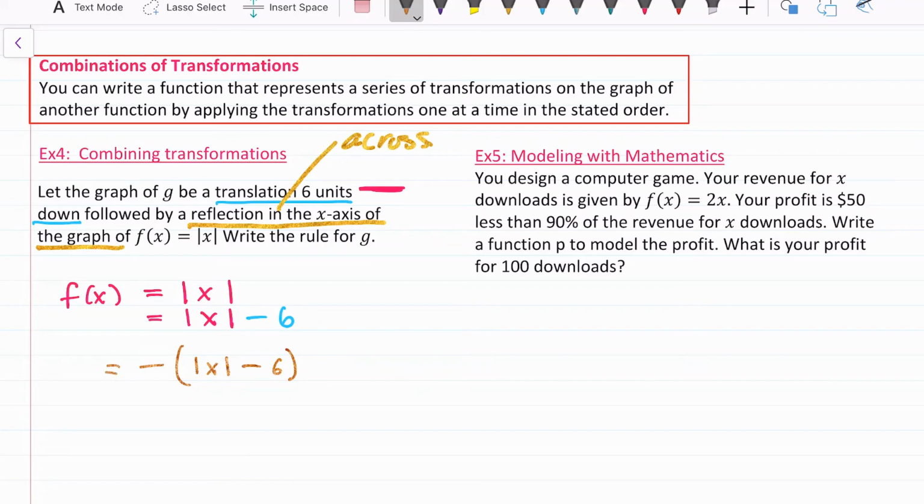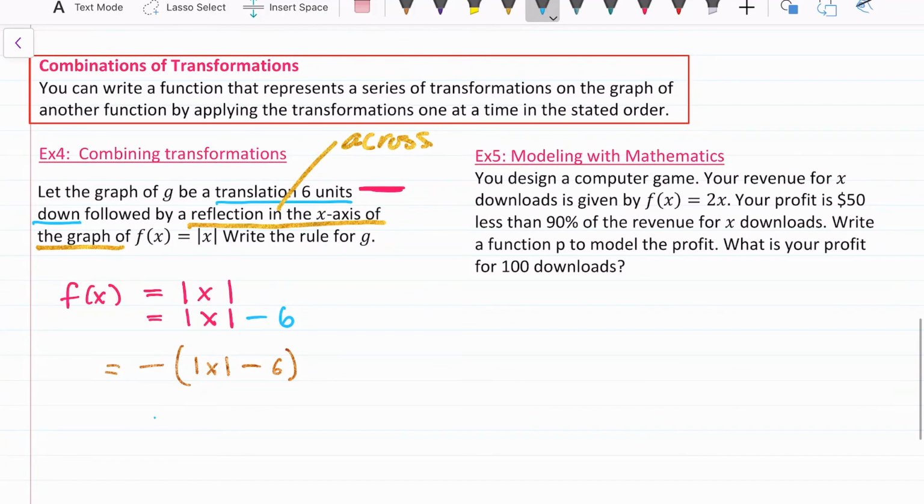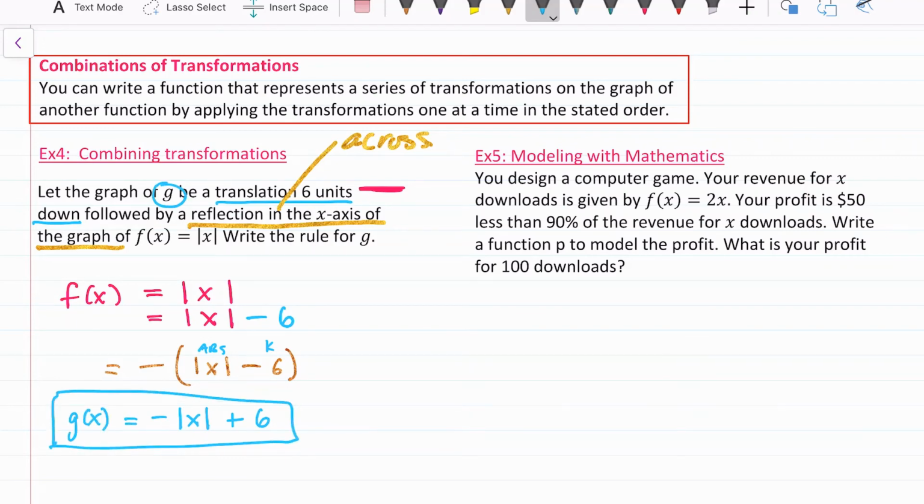Remember, when you're distributing, you never distribute inside the absolute value. So you're going to have a negative absolute value of x. And you're going to have a negative -6. So the absolute value will become the opposite sign, and the k will become the opposite sign. So it's going to become +6. And this will be g of x. So inside the absolute value, you don't change the sign of that.